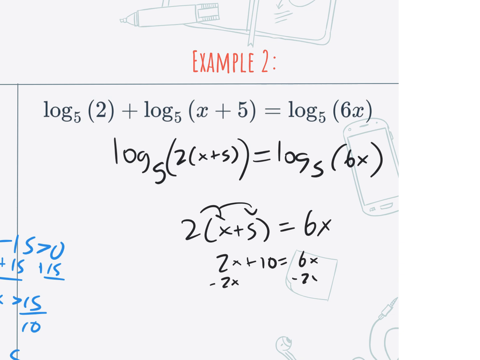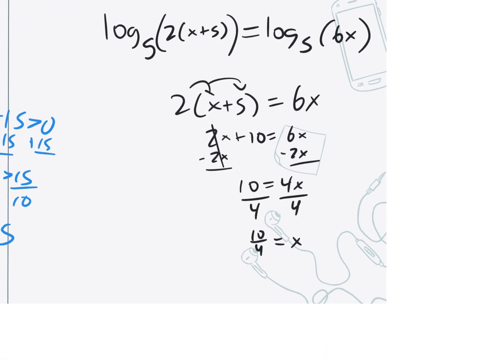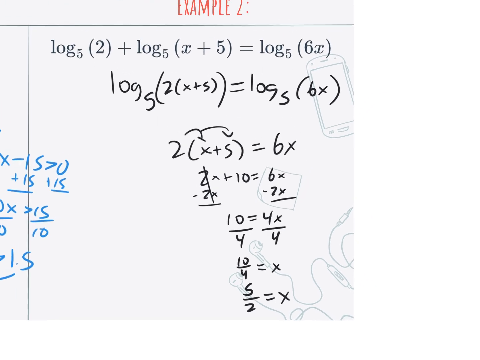Subtract 2x from both sides. 10 is equal to 4x. Divide both sides by 4. So I end up getting 10/4 is equal to x. Of course, we're going to simplify. So we end up getting 5/2, or 2.5, is equal to x.